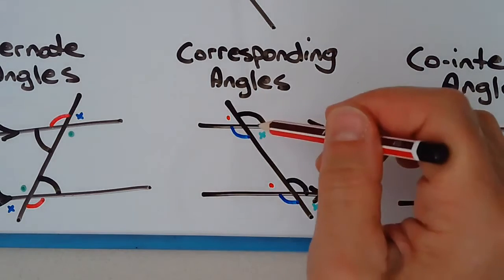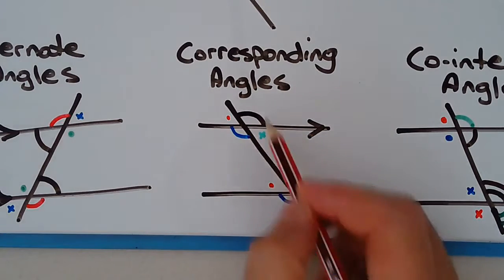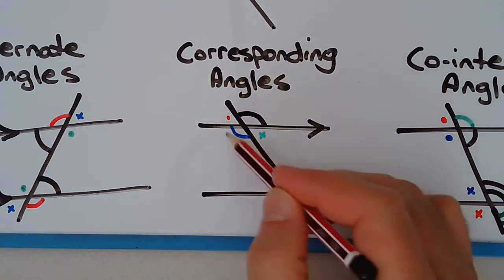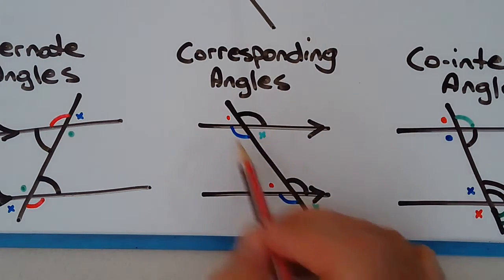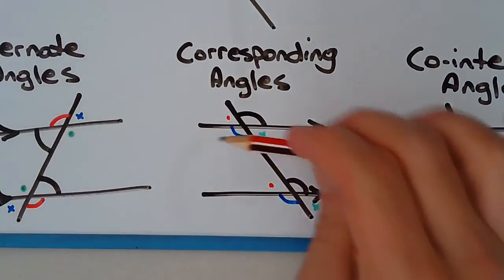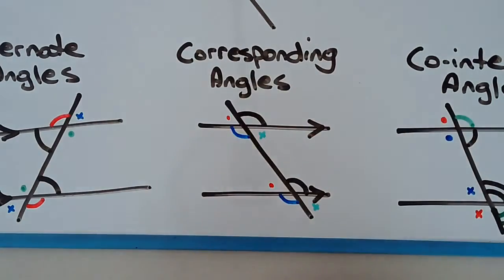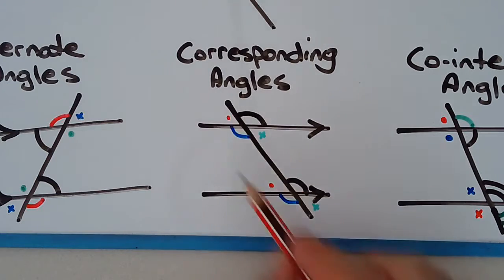That's why they're called corresponding. They both correspond to basically the same position or the same placement compared to the transversal and compared to their parallel line that they sit on. Either they're all above or all below. Take the blue arc, for example. Both of these arcs are to the left-hand side, and both of these arcs are below the parallel line. So again, as one moves, the other has to move with it too.